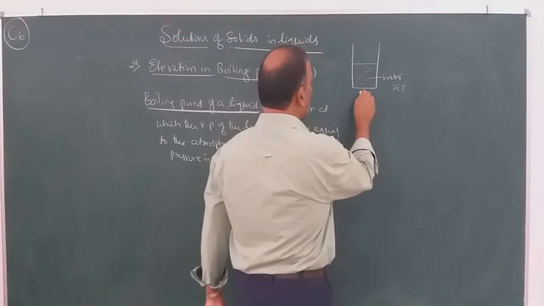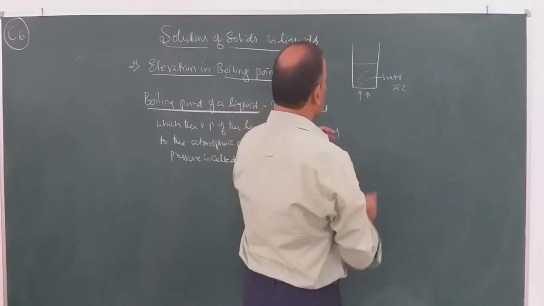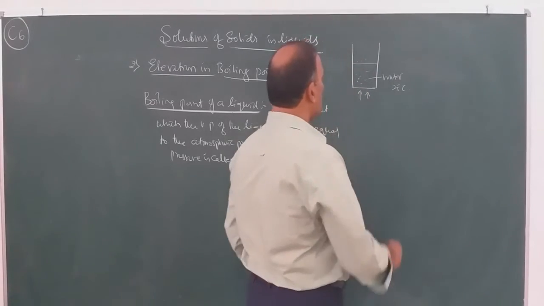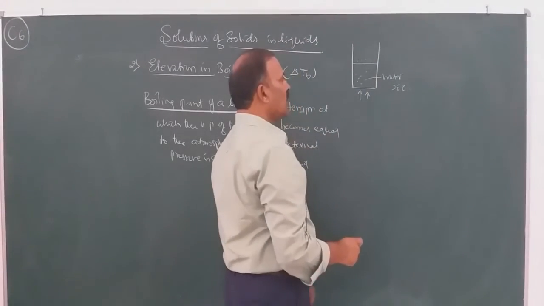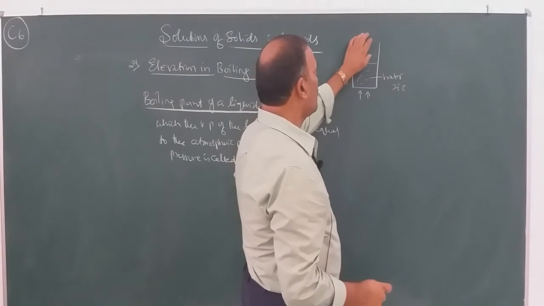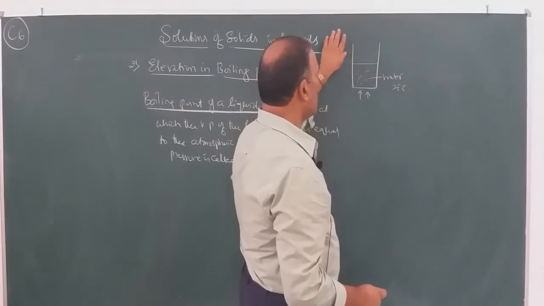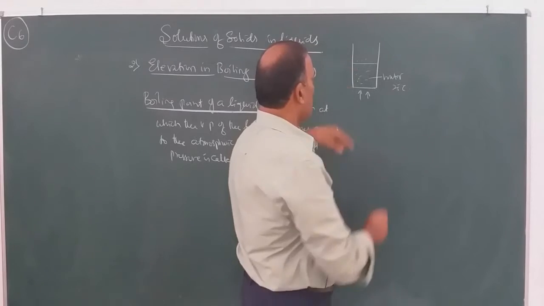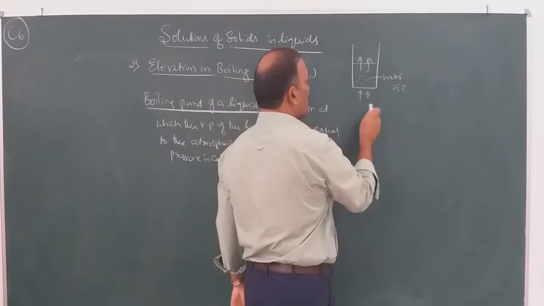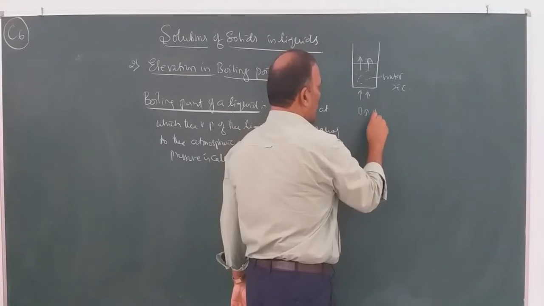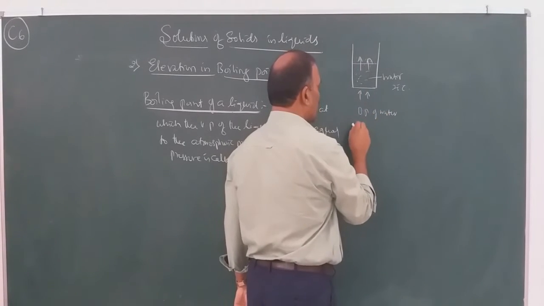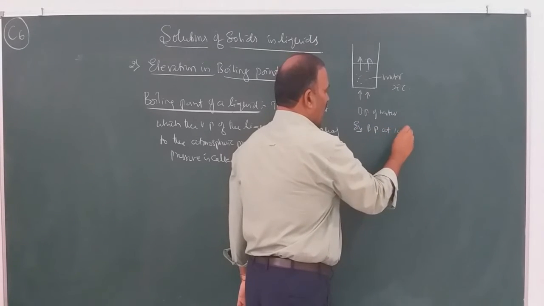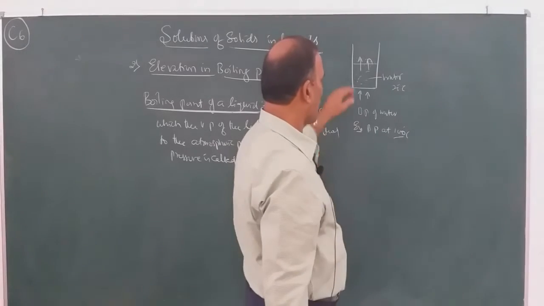So when you go on heating water, what happens? Vaporization starts. The vapor pressure also goes on increasing. When the vapor pressure becomes equal to external pressure or atmospheric pressure, the liquid begins to boil. That temperature is known as boiling point of water. So, example, boiling point of water at sea level is 100 degree centigrade.